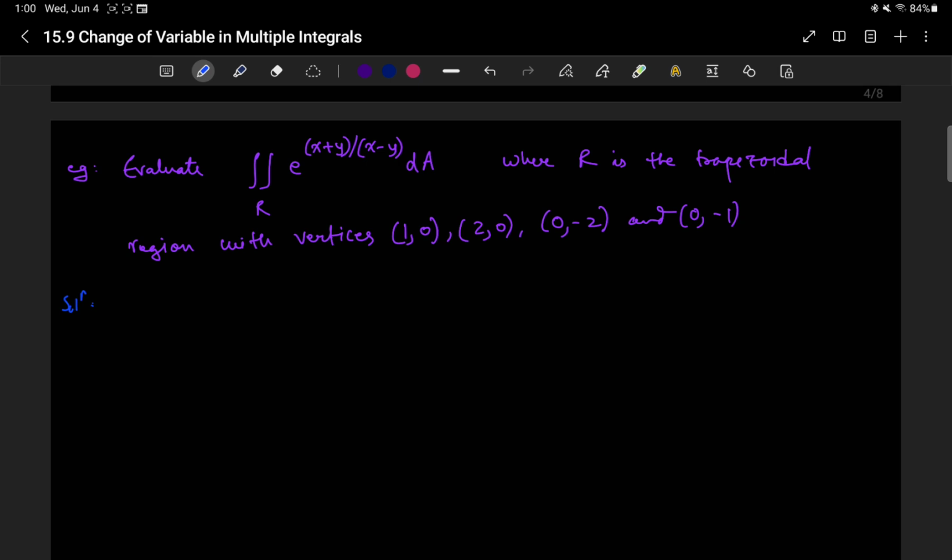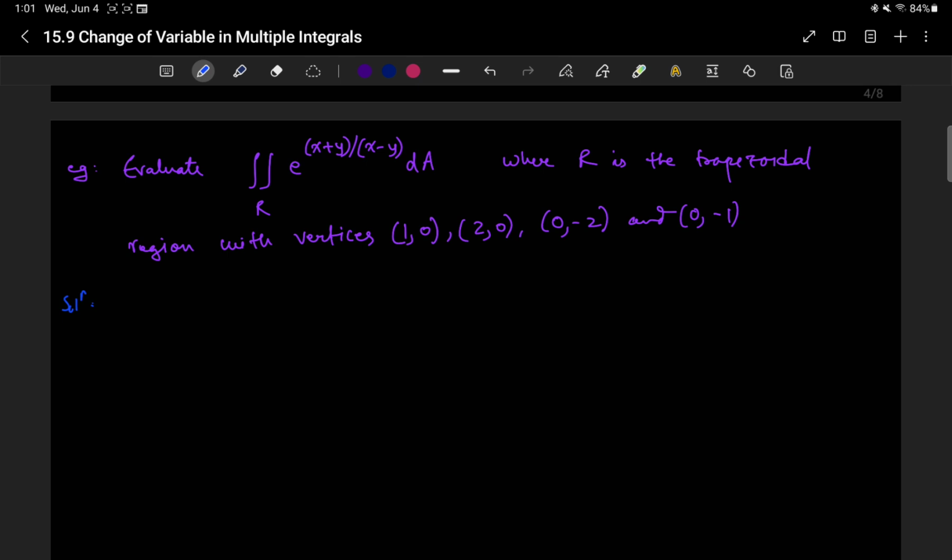A few observations. First of all, e raised to something, when you're trying to integrate, it's already sort of signaling that this is a little bit different. Next thing, there's a fraction in the exponent of e, and the fraction is not separable, meaning you cannot write this purely in terms of x or y. It's x plus y over x minus y. So something complicated is going on here. And the moment you recognize something complicated is going on, it means that you need to do something differently.